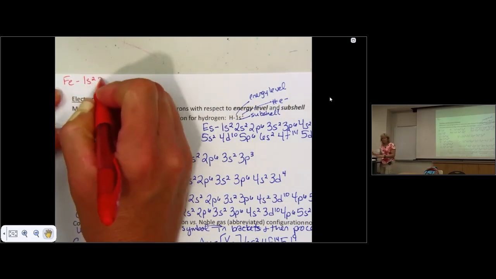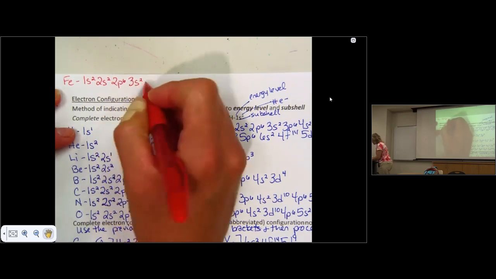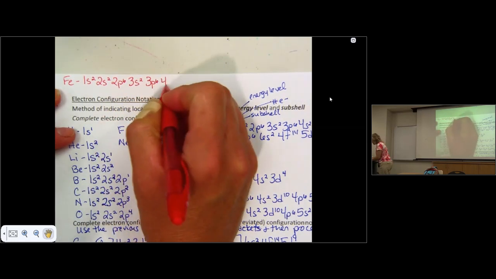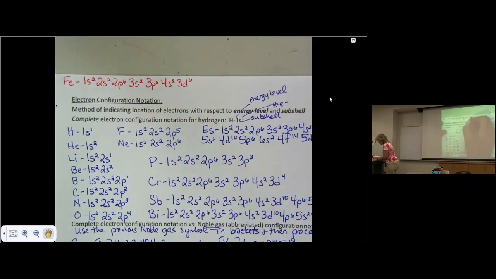Okay, we ready? What'd you write? 1s2, 2s2, 2p6, 3s2, 3p6, 4s2, 3d6. Okay, good job. That is the complete electron configuration notation for iron. Now, you tell me, looking at your ion sheet, what are the 2 charges for iron?